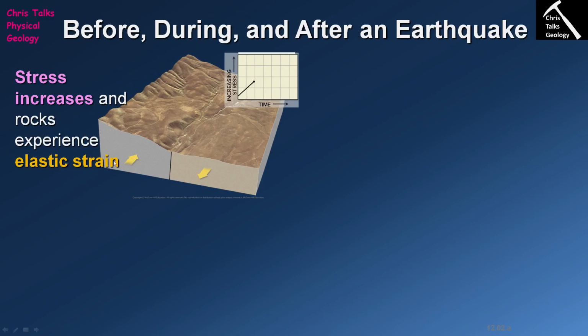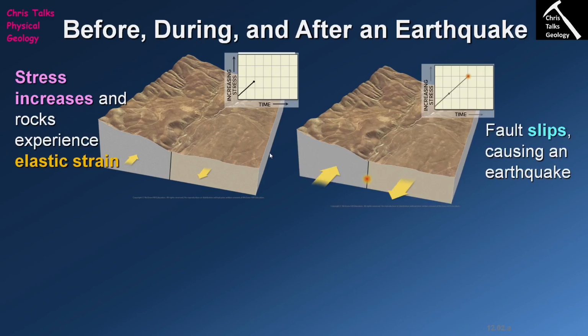Obviously our two blocks of rock want to move past each other, but they can't because of friction. If we look here, you can see we have a graph. We've got time increasing on the x-axis and increasing stress on the y-axis. You can see that over time the amount of stress is increasing because energy is being imparted into these blocks of rock, but they can't move past each other.